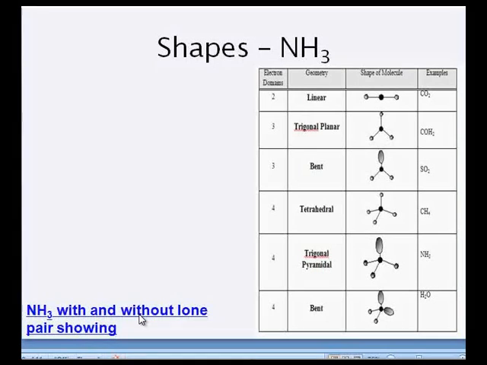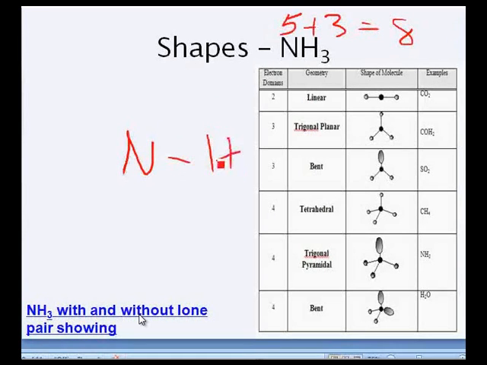All right, so we're going to do the structure for ammonia. Now this is a nitrogen trihydride. Now nitrogen has 5 valence electrons. Each hydrogen has 1, for 3. That's a total of 8. So I'm going to put nitrogen in the center, put 3 hydrogens around it, give it its lone pair.